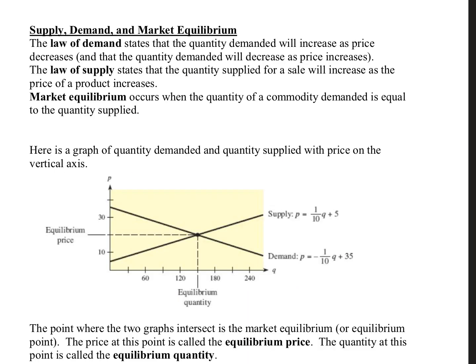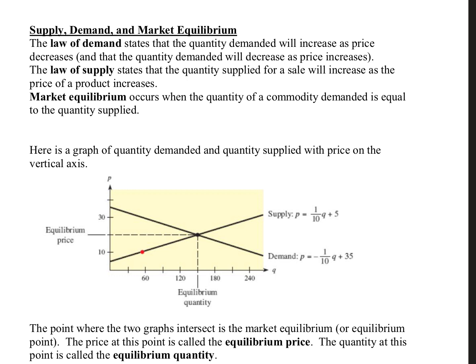The last thing we talk about in this section is supply, demand, and market equilibrium. The law of demand states that the quantity demanded is going to increase as price decreases. The law of supply states that the quantity supplied will increase as the price of the product increases. The third definition states that market equilibrium will occur when the quantity that is demanded is equal to the quantity that is being supplied. And we see that happening here in this graph.